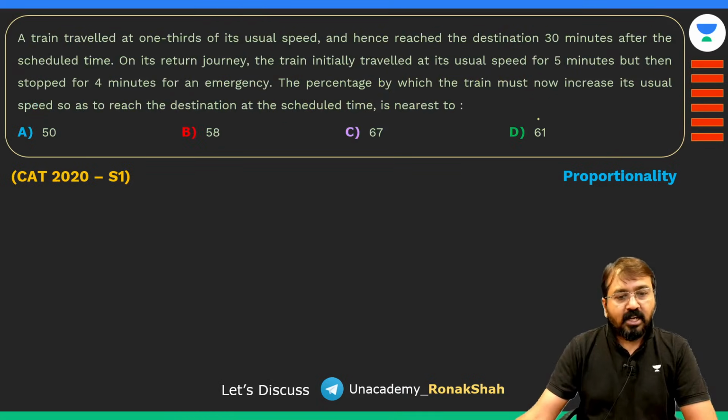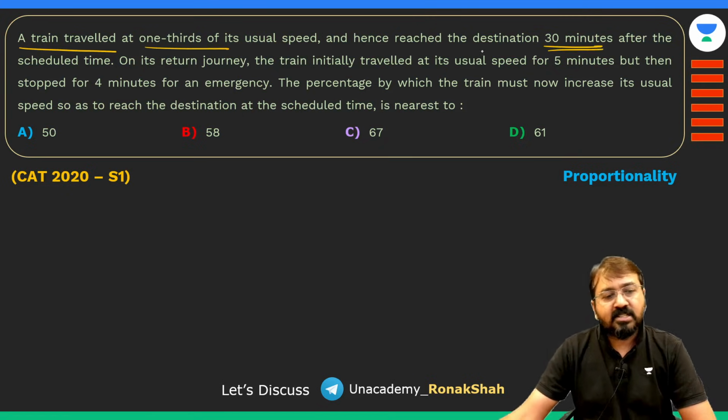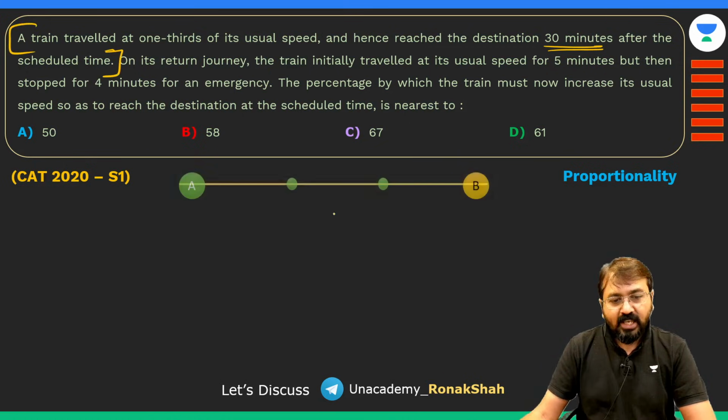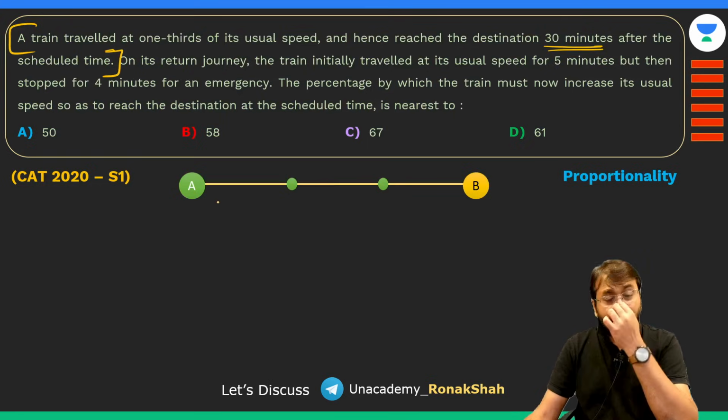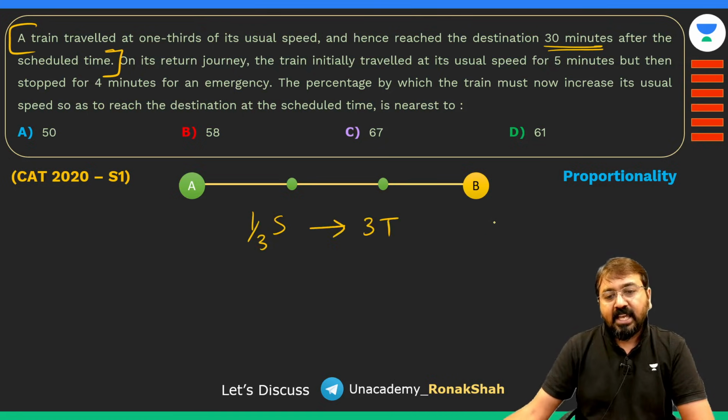So guys, here is another question. Let's understand the question. A train traveled at 1/3 of its usual speed and hence reached the destination 30 minutes after the scheduled time. Now guys, what does it mean by this statement? Let's analyze this part first. Here is the situation: the train goes from A to B, and if it travels at 1/3 of the speed, definitely it will take 3t time, and it reaches 30 minutes after the scheduled time, that is 10:30.